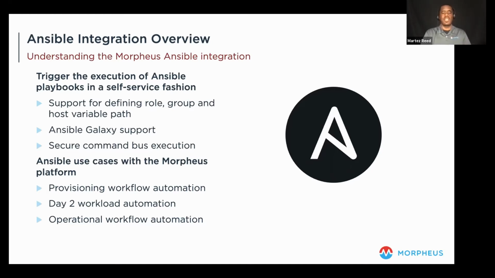And then finally, operational workflows is the ability to execute Ansible playbooks outside of the context or the construct of a resource provision via Morpheus. So potentially something like being able to create a network VLAN on a network appliance or a network box or a switch, to be able to provide that in a self-service fashion as part of the Morpheus platform.